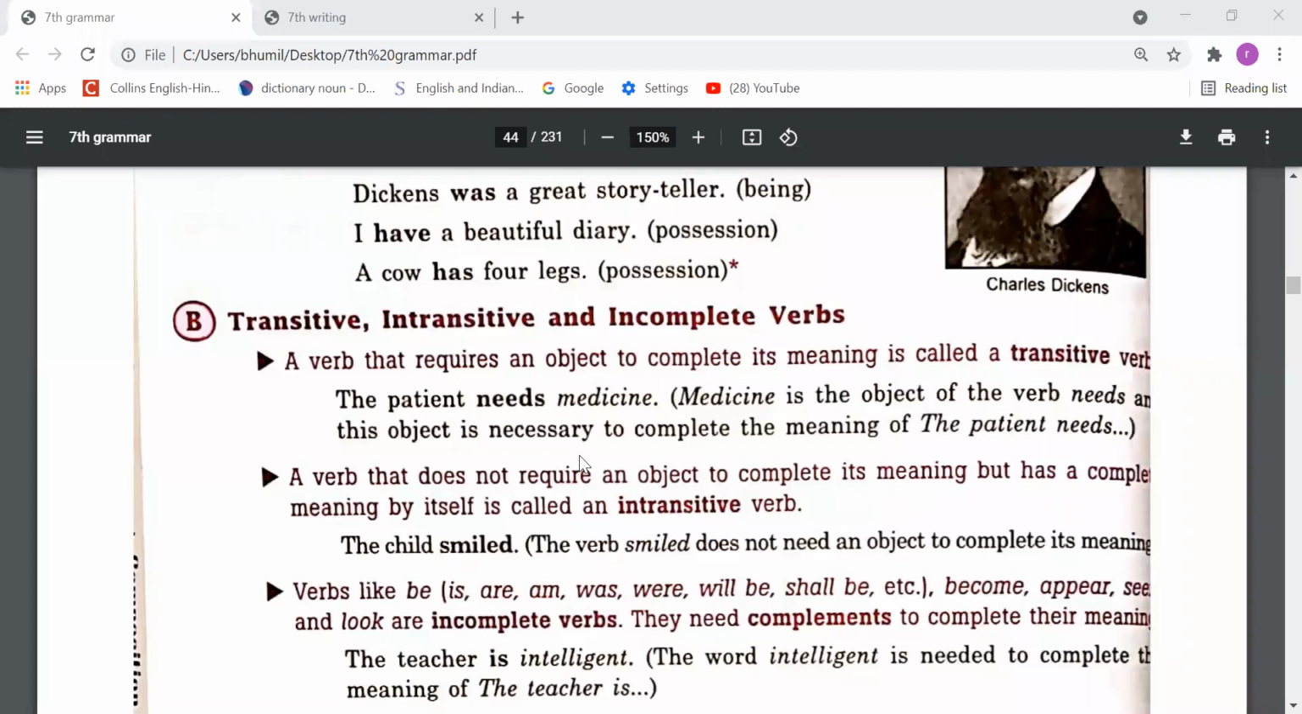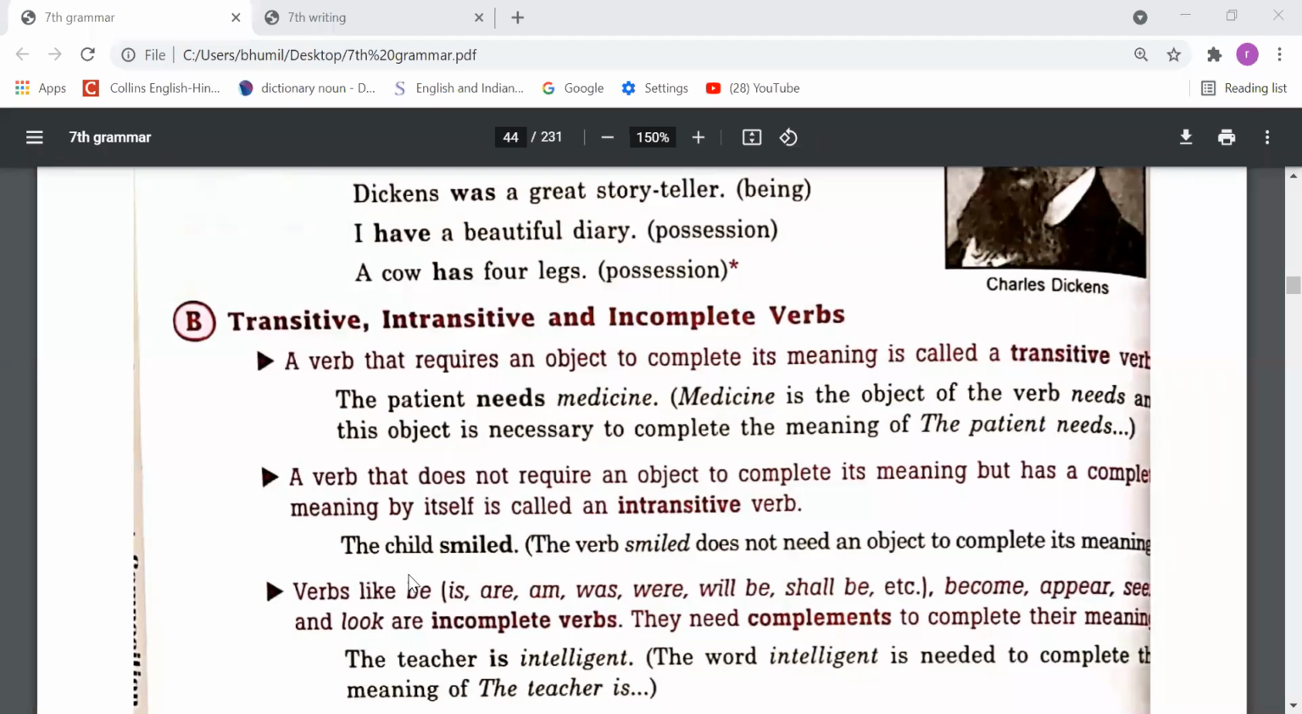Okay. Now next, understand about the intransitive verb. A verb that does not require an object to complete its meaning, but has a complete meaning by itself, is called an intransitive verb. Which verb does not need any object? That verb is called intransitive. One example is written here. The child smiled. There is no need to put any object, right?